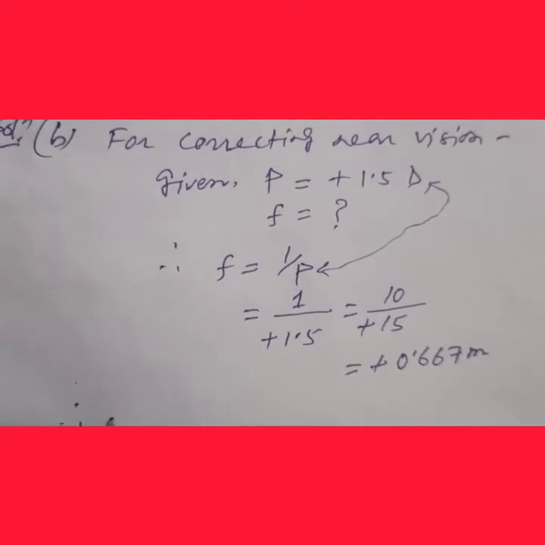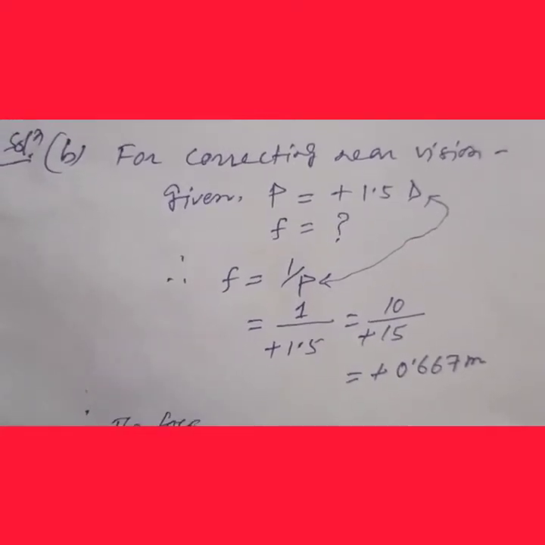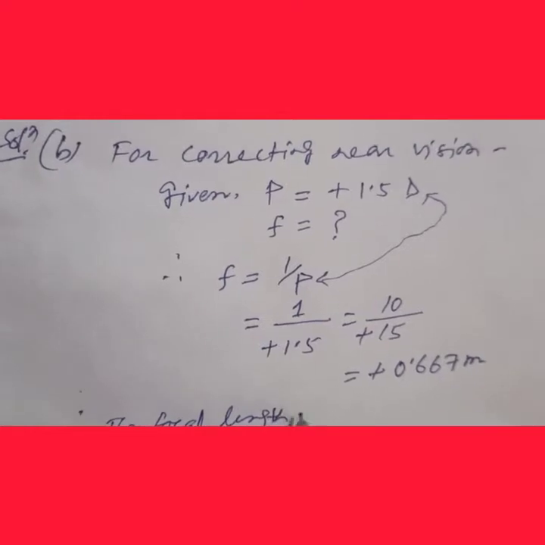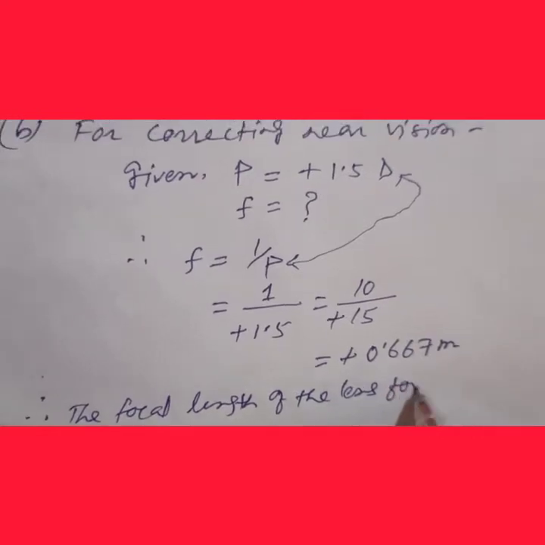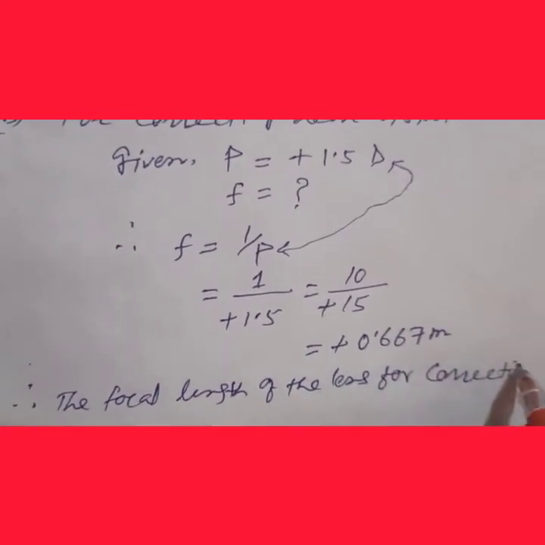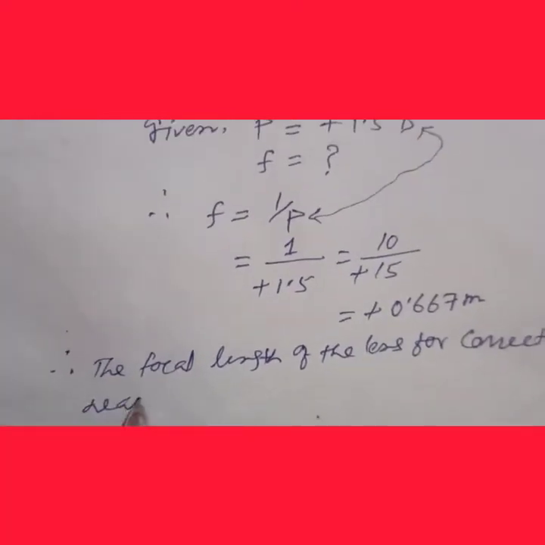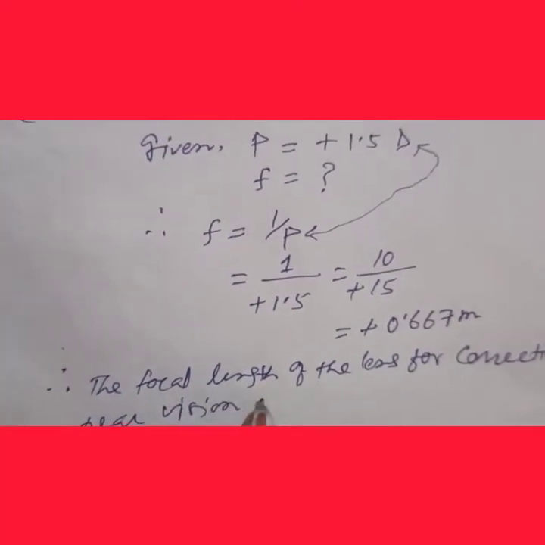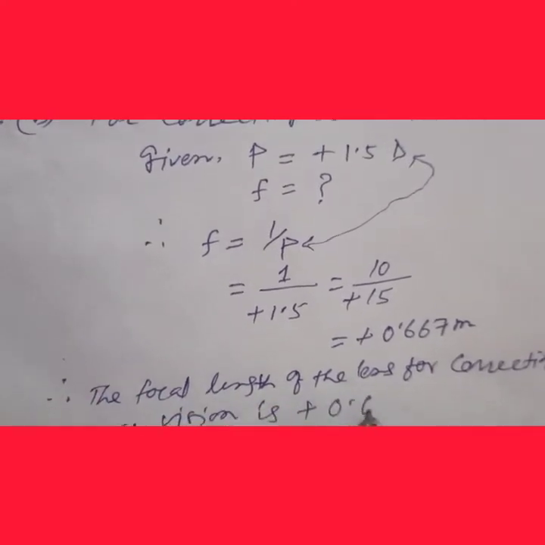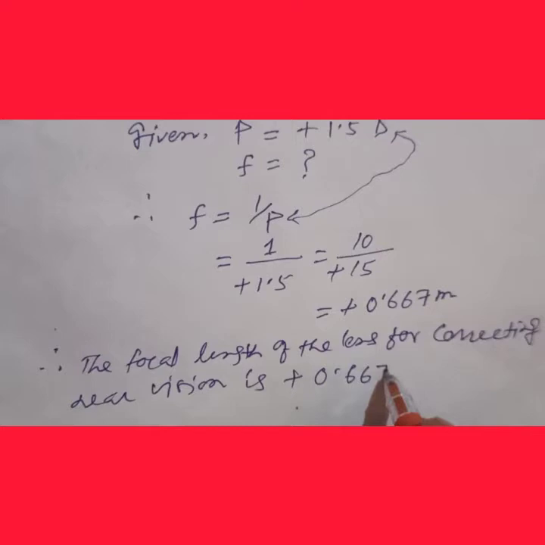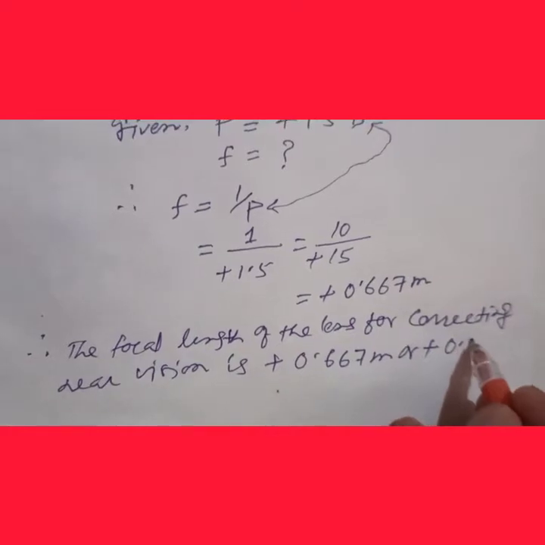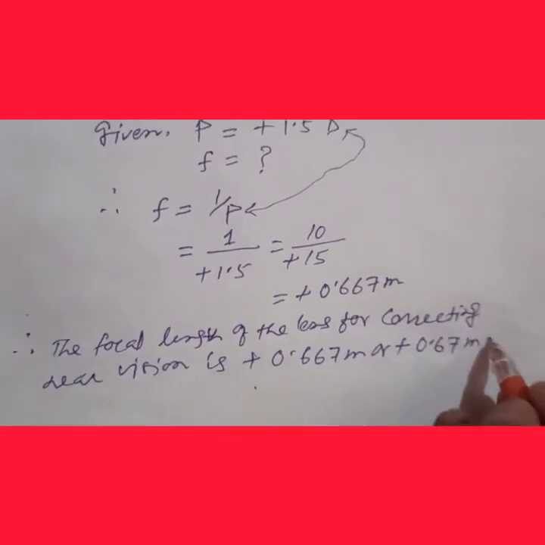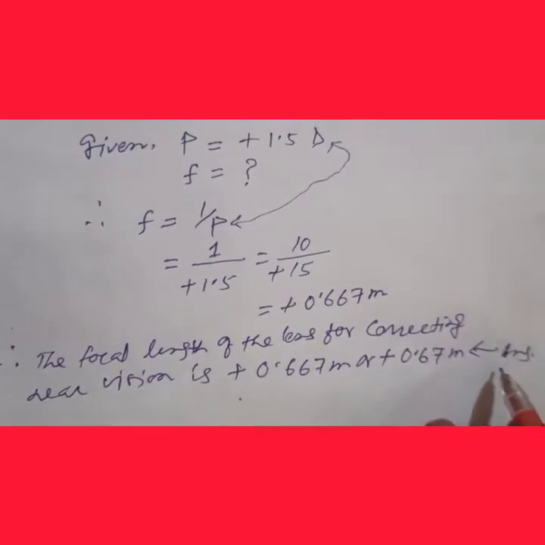Okay. Therefore you can write the focal length of the lens for correcting near vision is plus 0.667 meter, or this one approximate you can write plus 0.67 meter. Okay, so that is your answer. So second question answer we have got now. So you have learned this one also.